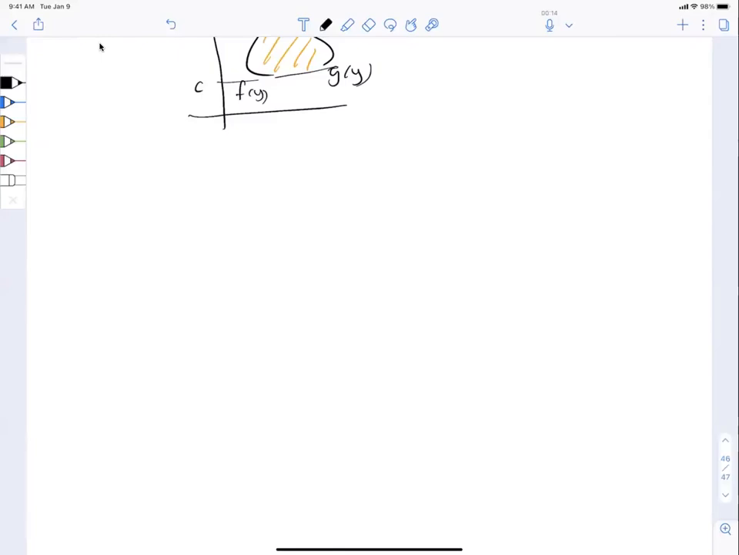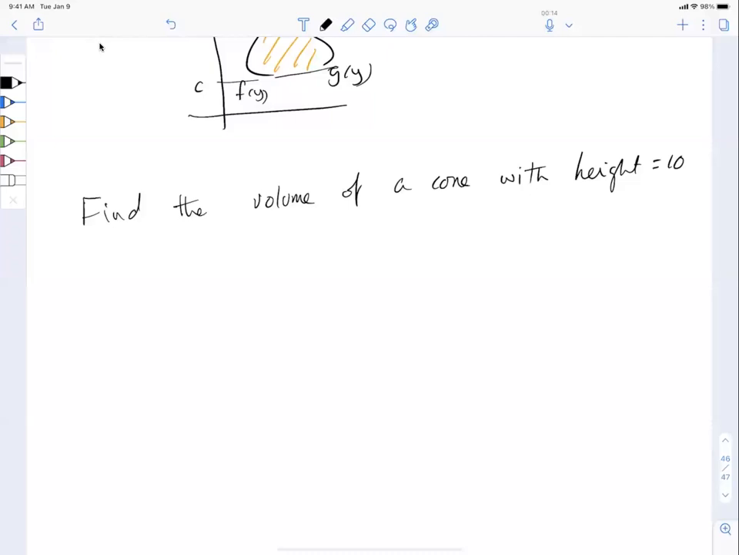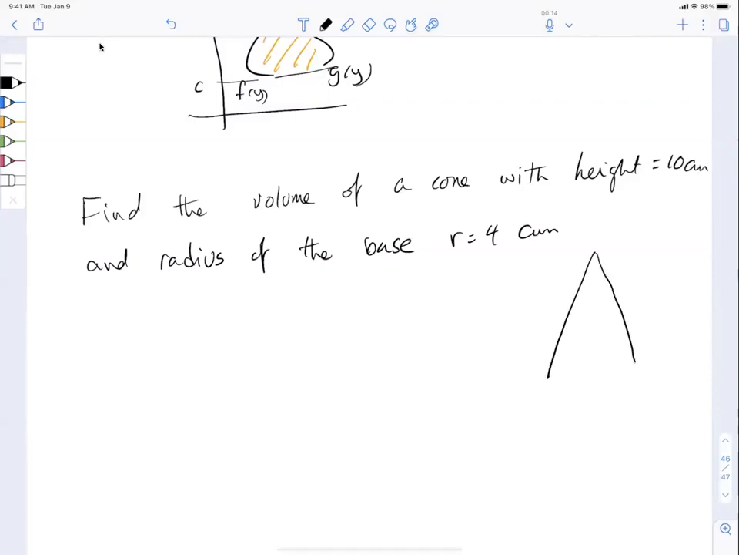But right now, the simple question is to find the volume of a cone with height equal to, say, 10 centimeters and base radius equal to, say, 4 centimeters. So I'm talking about a cone that looks something like this. This is 4, this is 10. Now we have a formula for that. Of course, you all remember one third pi r squared h, but I'm ignoring that and trying to find the volume without using the formula.